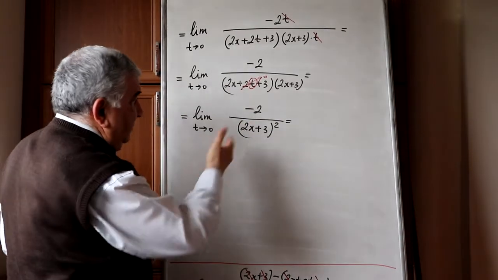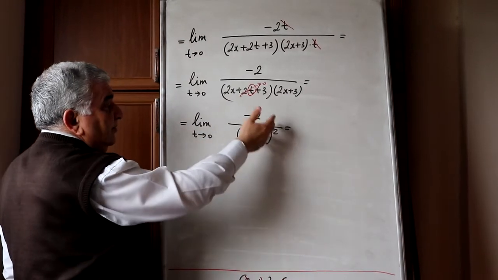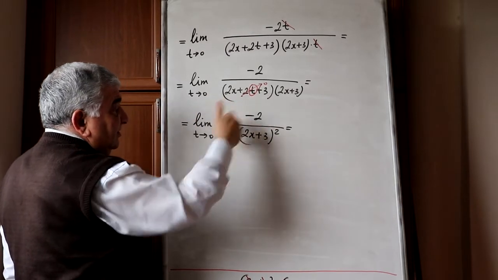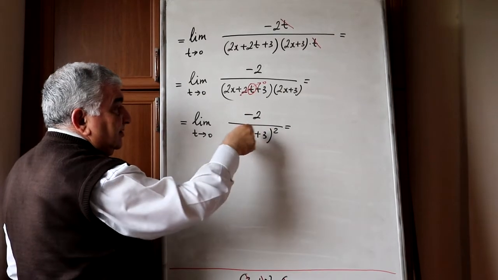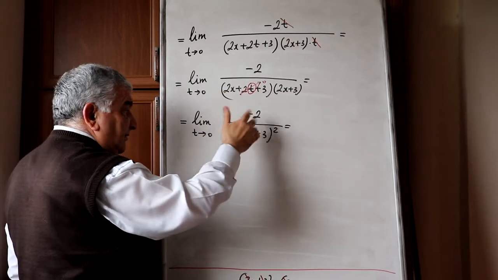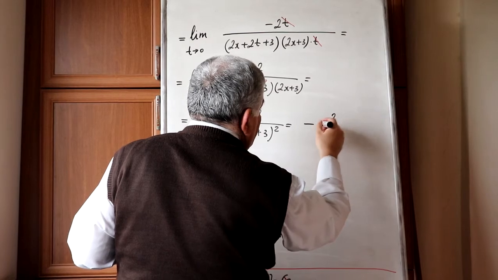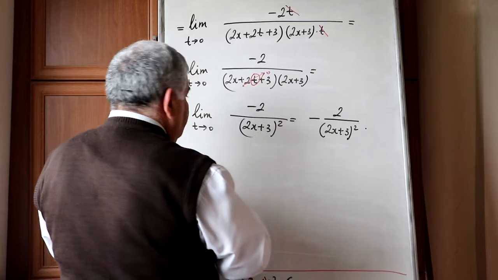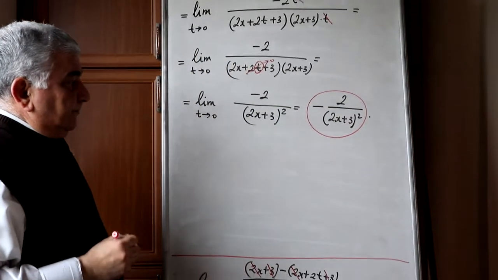This expression is a constant value with respect to t, because there isn't t, and therefore it doesn't depend on t. But the limit of a constant value is the constant value itself, therefore we obtain the answer: minus 2 over 2x plus 3 squared. It is the answer. The derivative of our function is minus 2 over 2x plus 3 squared.